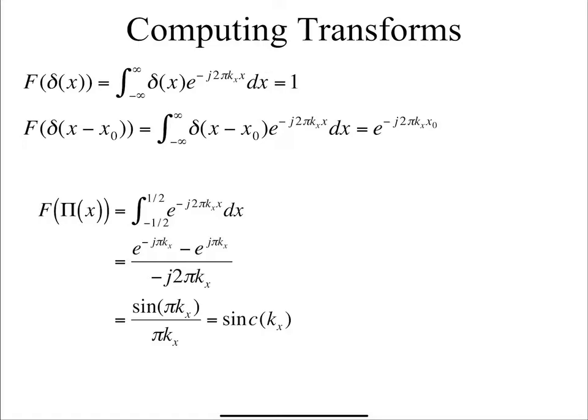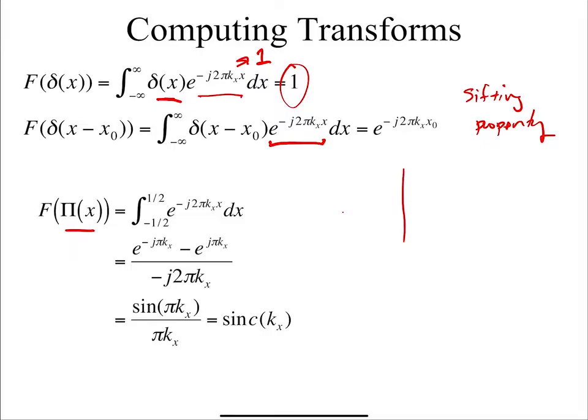So the easiest one is the transform of delta x. If I put delta x into this integral, what property of the delta function do I use to get this integral? The area is 1, but I'm also using the sifting property, because it only picks out the value of this thing at 0, and this at 0 is equal to 1. So it's sifting out the value of this at 0, which is just 1. Similarly, I can do the transform of delta of x minus x naught, and now this is going to sift out the value of this at x naught. That gives me e to the minus j 2 pi kx x naught. So this uses the sifting property of the delta function.